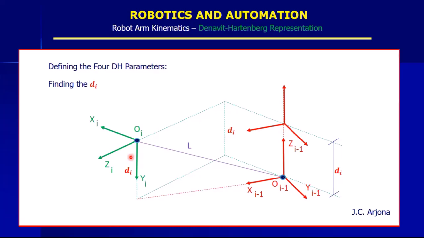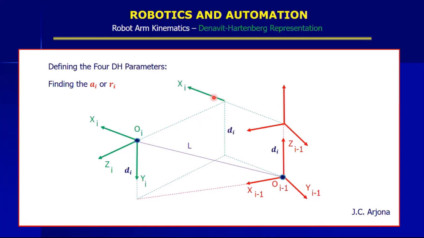This is how to determine the DI, the first parameter of the DH. Next to define is the AI or the RI. To define the AI or RI, we look at the XI vector, the XI axis. Our XI is placed here to show the projected line that is intersecting to this point, and this is our XI direction.